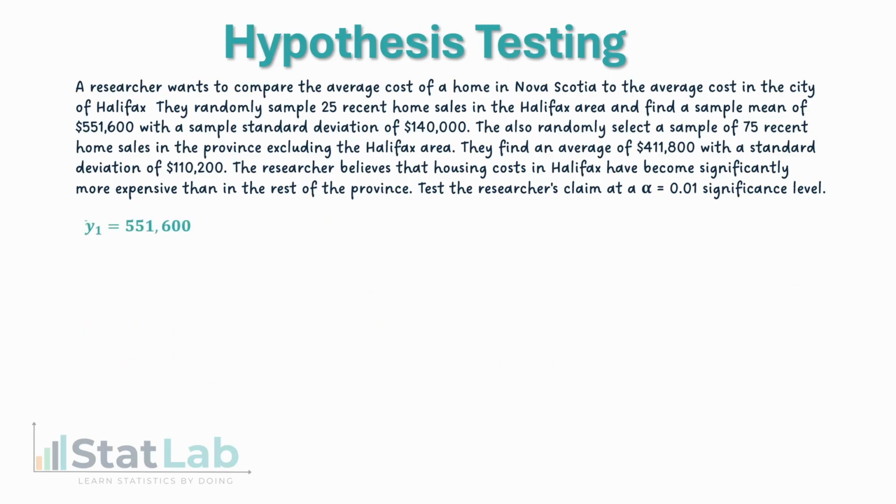So let's look at what we have. Our first mean is 551,600. Our second mean is 411,800. The first standard deviation is 140,000. The second standard deviation is 110,200. We have a sample 1 size of 25, and a sample 2 size of 75. And of course, our degrees of freedom is 34. We don't calculate it so much for the two mean comparison tests, so it's often going to be given to you either on the output or in the question. And we are using a 1% significance level.